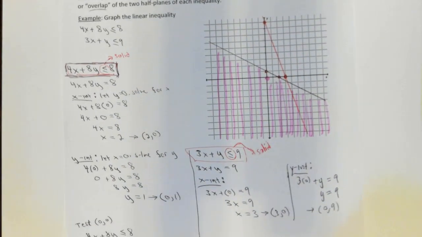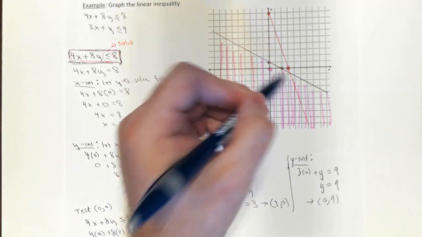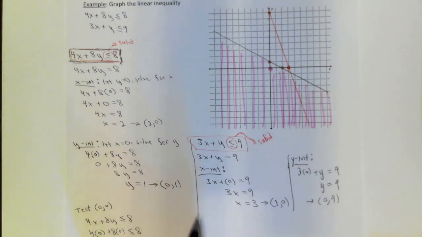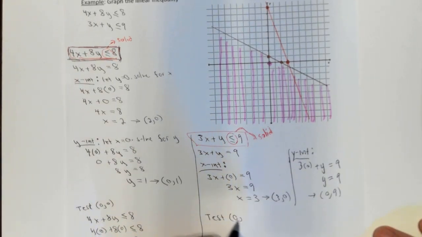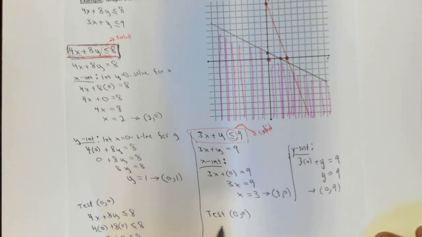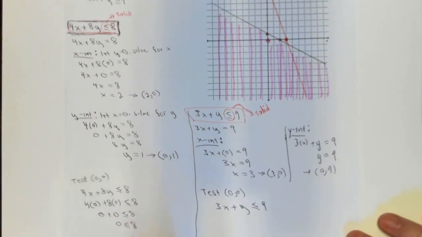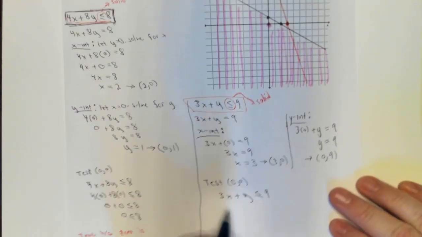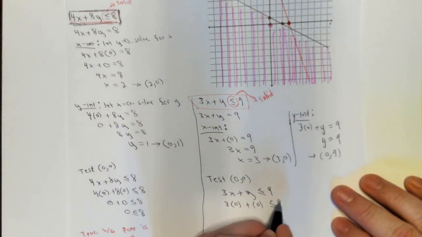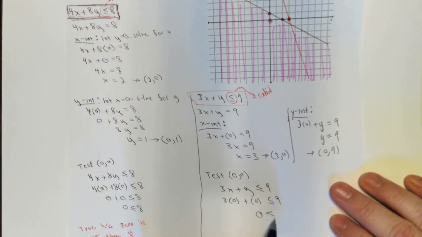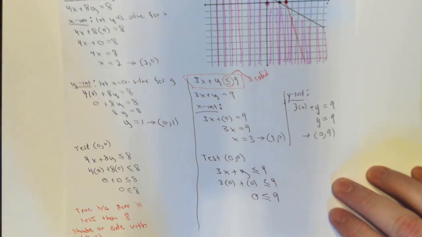All right, now we have to test the point. Another point that's not on this second line is 0, 0. Okay? You don't have to do 0, 0, but you'll get to where you don't even have to show any work when you test 0, 0. You just look at it and say, yep, that's true. I don't have to do any work. 3 times 0 plus 0 is less than or equal to 9. Of course, on the left side, we get 0. Is that true? Of course that's true. This is true.